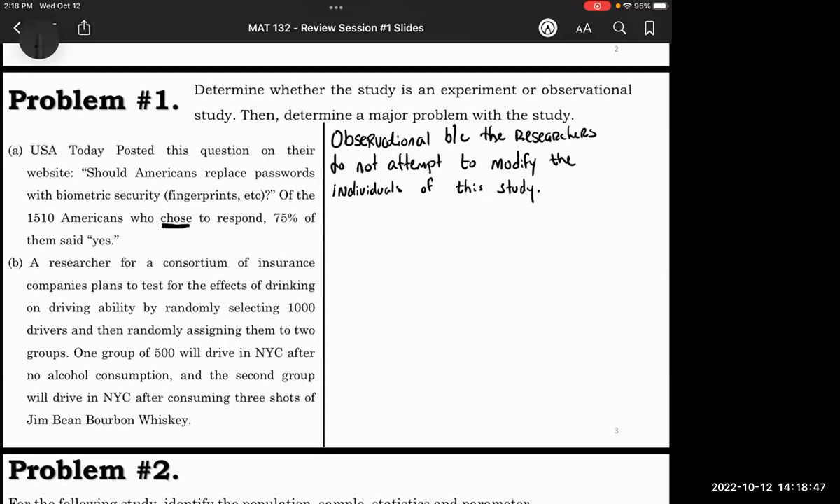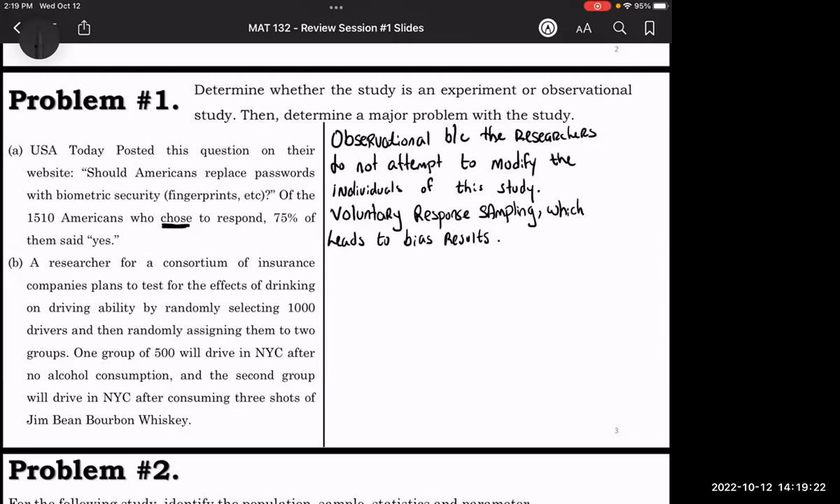So we say that what's wrong with it? Well, it's voluntary response sampling, which leads to biased results. And that's it. That's all you could write for part A. Are there any questions to part A?